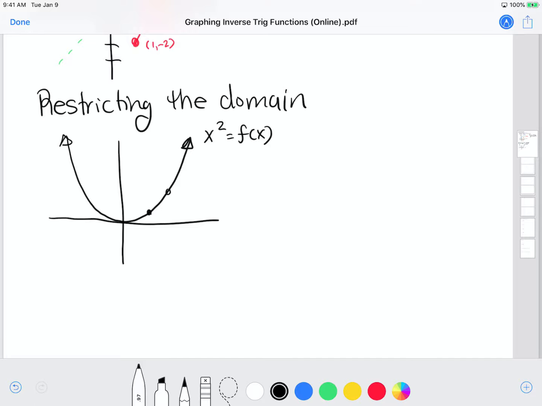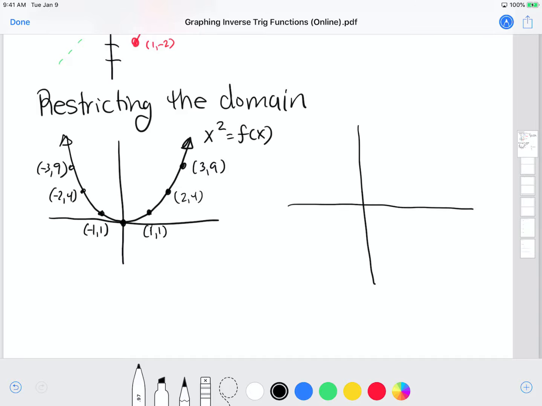However, if I look at the points on this, so we would have the point 0, 0, then we would have the point 1, 1, 2, 4, 3, 9, and then over here we would have negative 1, 1, negative 2, 4, and negative 3, 9. If I go ahead and graph the inverse of x squared, what's going to end up happening is that I'm going to get this picture.